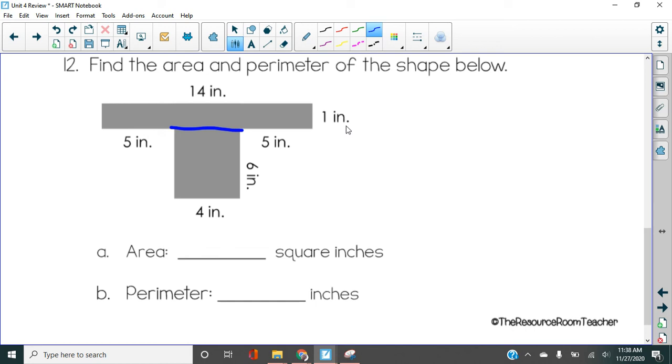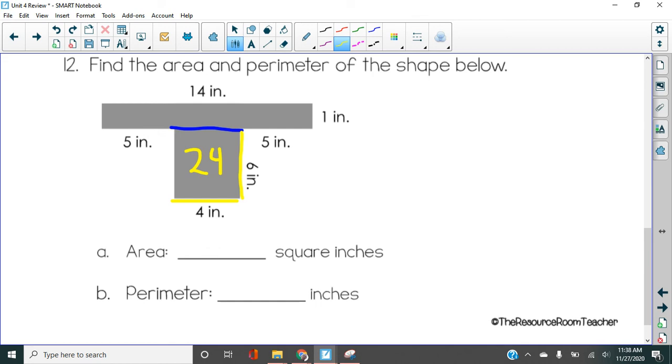Okay, and now we need to find the length and the width of each rectangle. Well, this one is probably the easier one. It is 4 long and 6 wide, right? So what is the area of that rectangle? It is 24 inches squared, and I'll be putting that in my answer there. 24 inches squared.